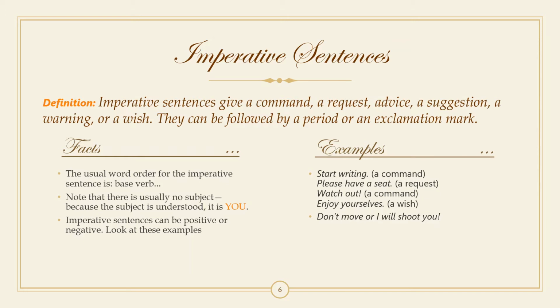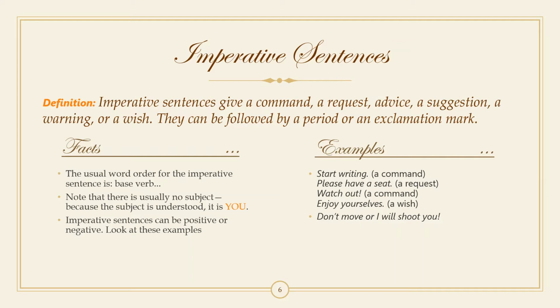Look at the examples. The first one, start writing, is a command. The teacher is commanding the student to start writing. You can also say stop writing. Next example, please have a seat. Someone is requesting someone to have a seat in a polite way. That's why please is used. And the next example, watch out. It's a command. It can also be a warning.